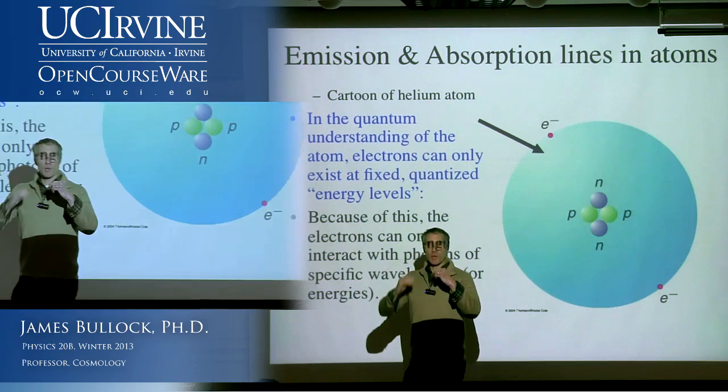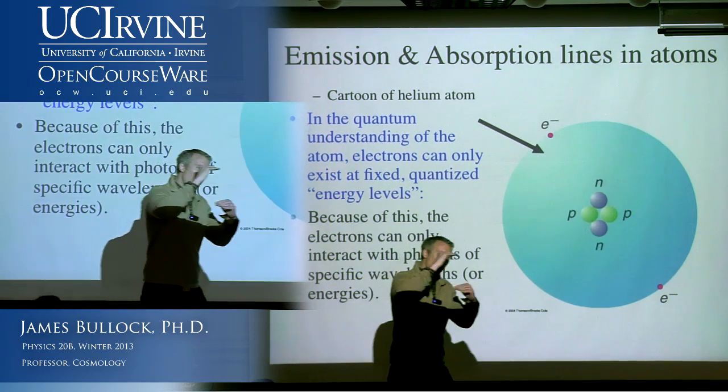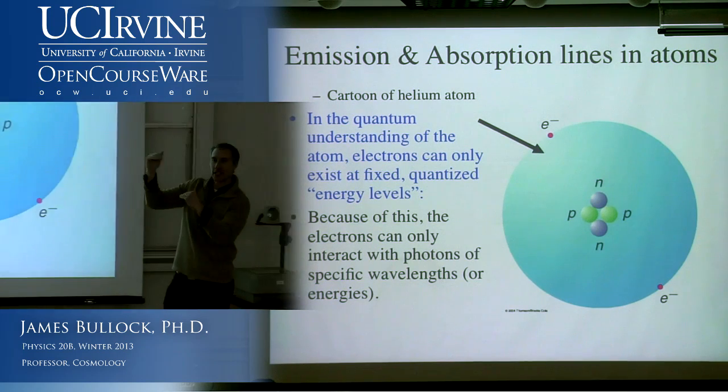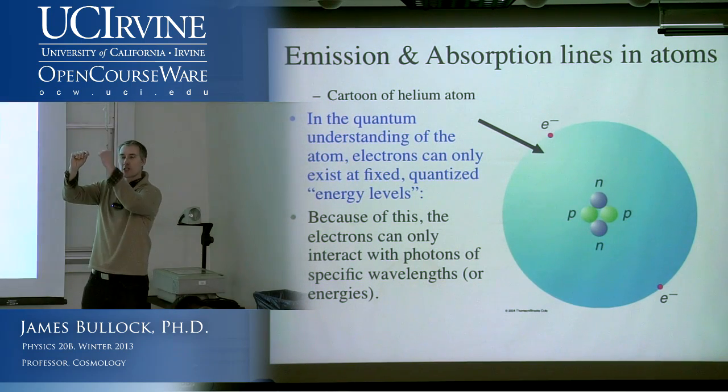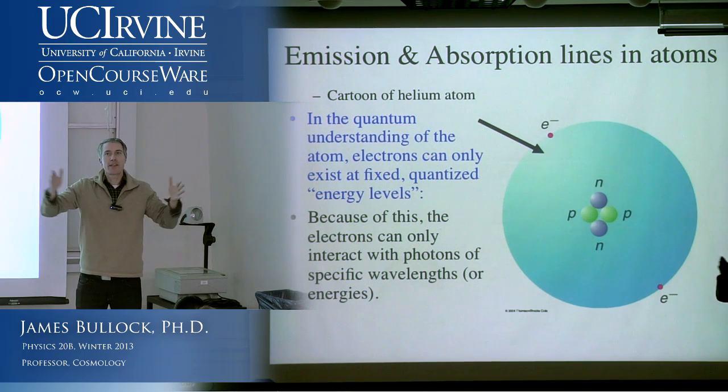Because they can only exist here or here and nowhere in between, that's why the electrons like to absorb very specific energy photons. They like to absorb photons that kick them up just to where they can go, nowhere in between. And so that, in fact, creates that spacing.